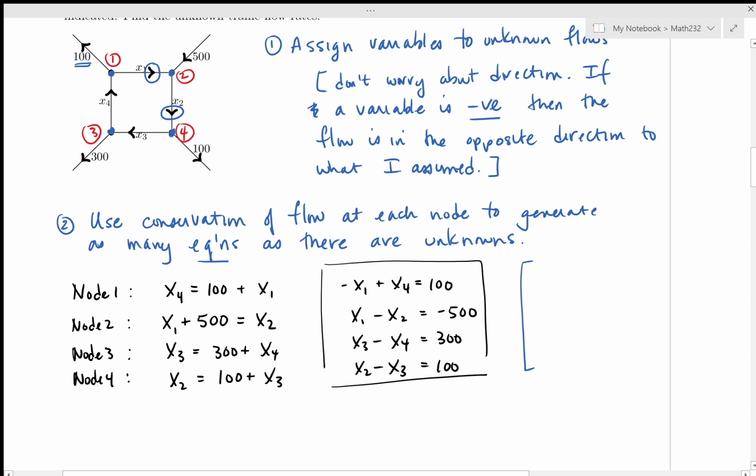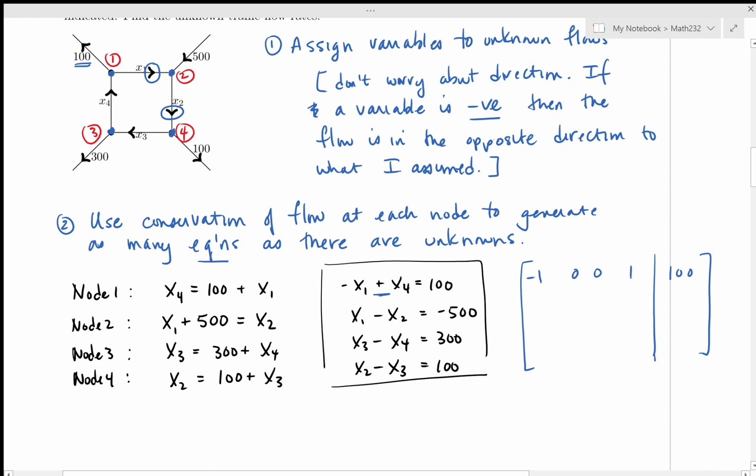It's going to have 5 columns, one for each variable, and then one for the constant terms on the right. So in the first row, it'll be -1, 0, 0, 1. That is -1 for x1, and there's no x2 here, there's no x3, those are the two zeros, and then there's 1 for x4. And then on the right-hand side is that constant 100.